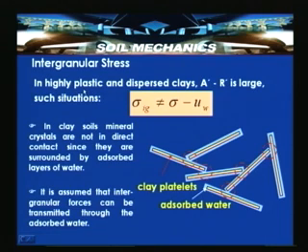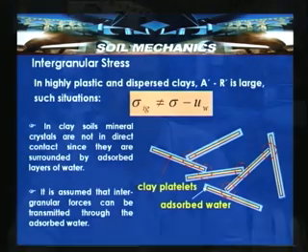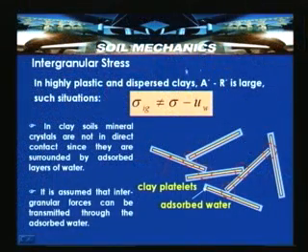Consequently, in the case of highly plastic soils and dispersed clays, the A dash and R dash, that is attractive and repulsive processes, are very large. Depending upon the environment under which this deposition is taking place, it can be said that A dash minus R dash is very large. In such situations, we cannot say that intergranular stress is equal to sigma minus UW, because the contribution of A dash minus R dash will be there.